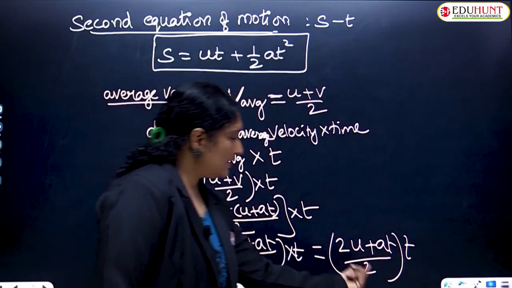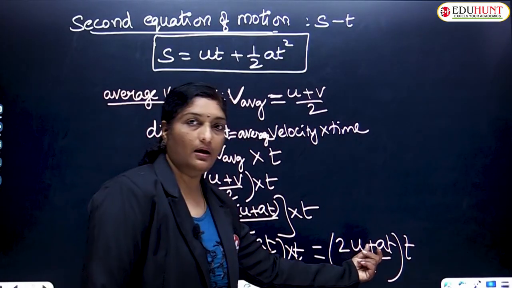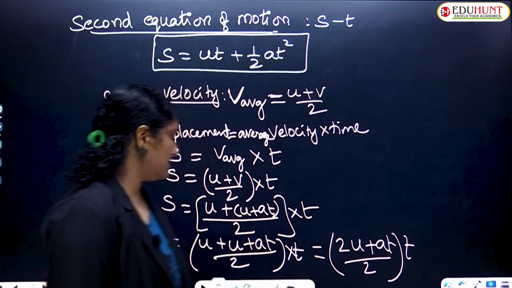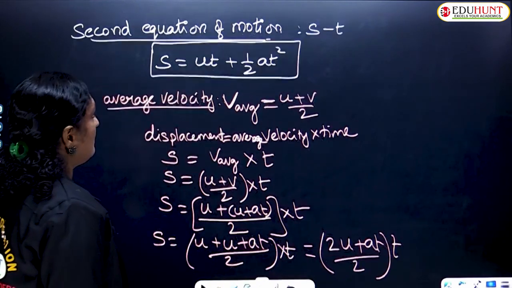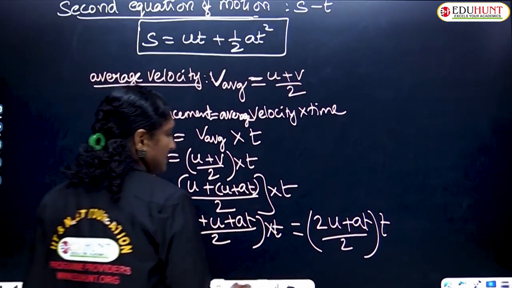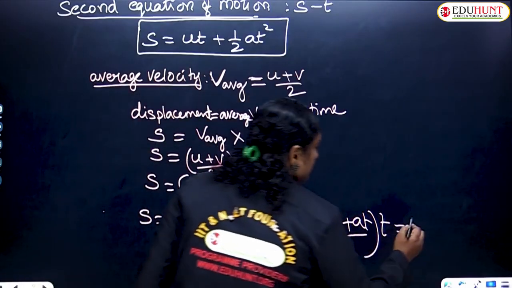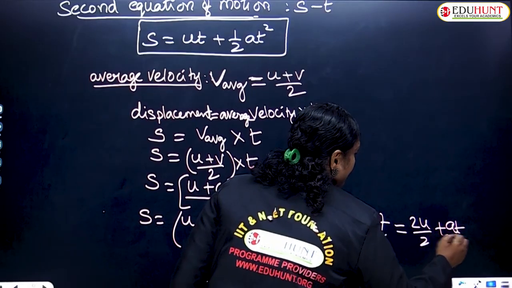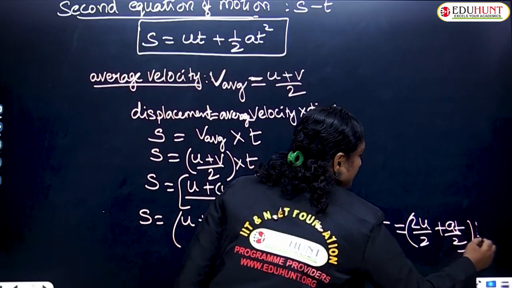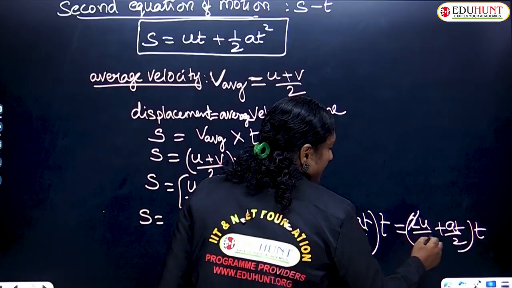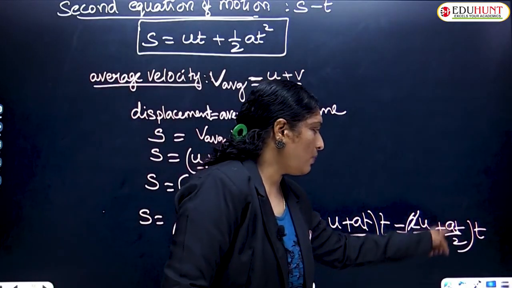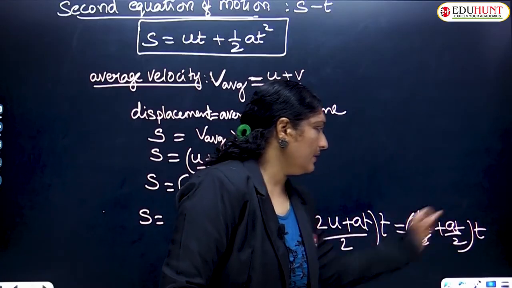Now this 2 is common for both the terms. 2u by 2, the 2 gets cancelled. For your simplicity, I'll rearrange the terms like this. This can be written as (2u by 2 plus at by 2) whole into t. This 2 and this 2 cancel. So what are you left with, children? u, here 1 by 2 at, and into t.